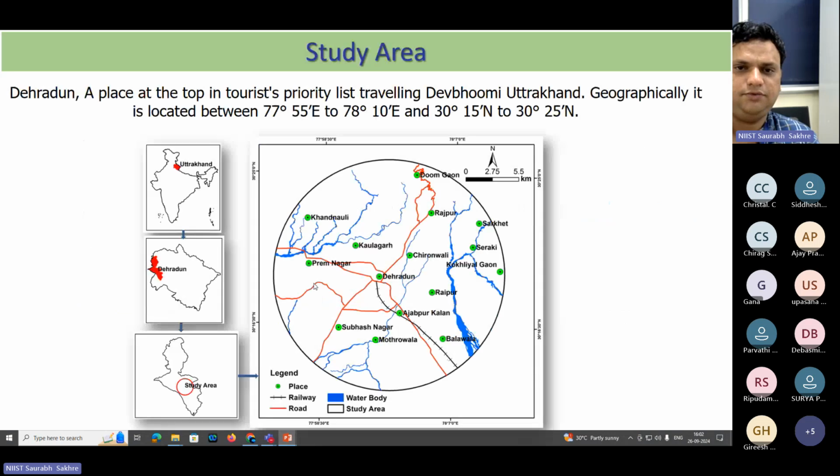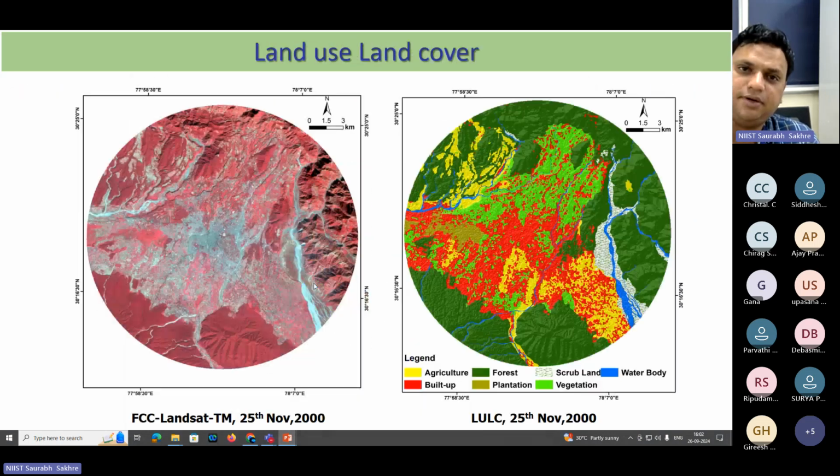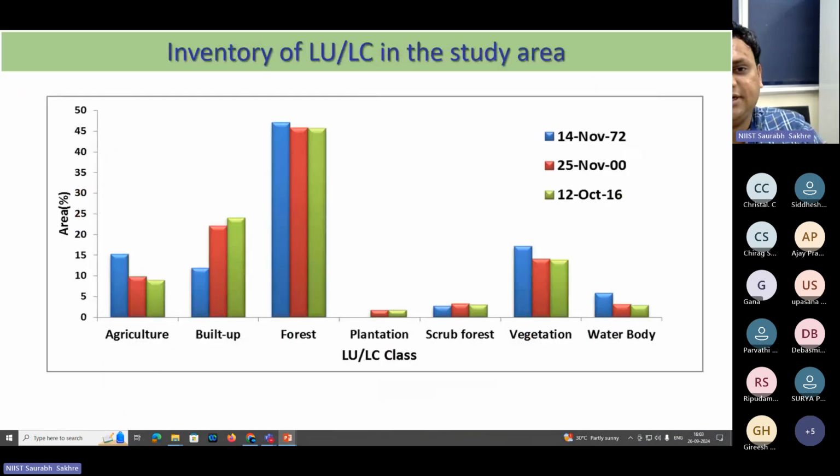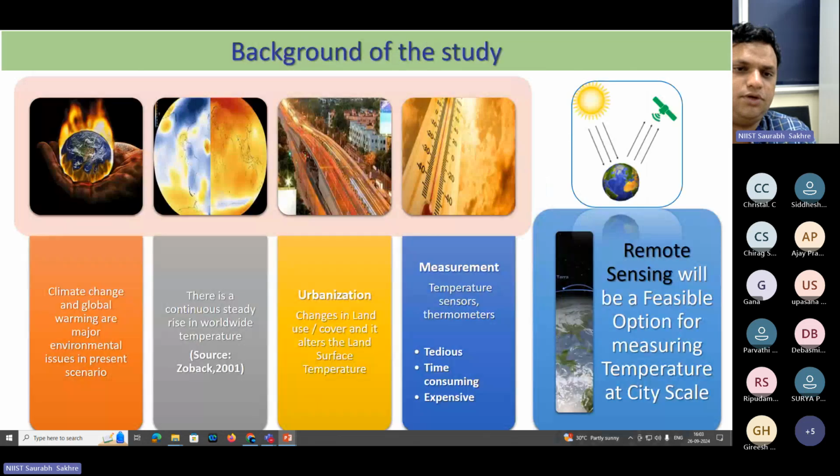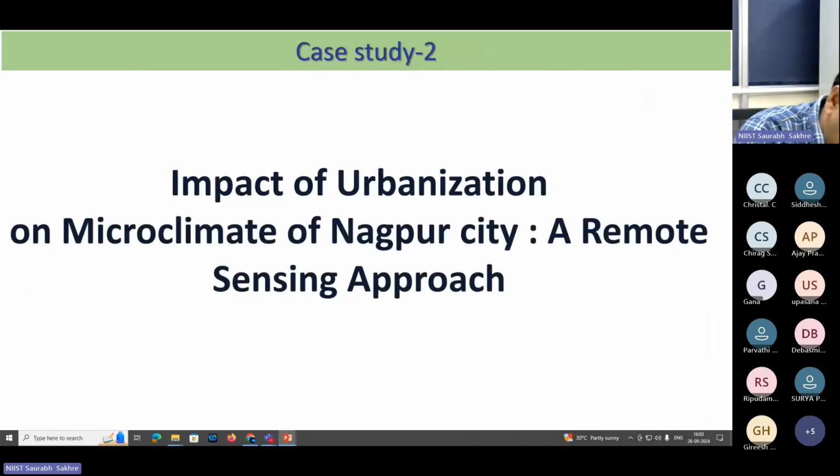It is one of my favorites, and that was the first paper with which I started my footprints in research in remote sensing and GIS. I will show you that. So the second case study is the impact of urbanization on the microclimate of Nagpur city, a remote sensing approach. I hope you are all able to hear me and see the slides also.